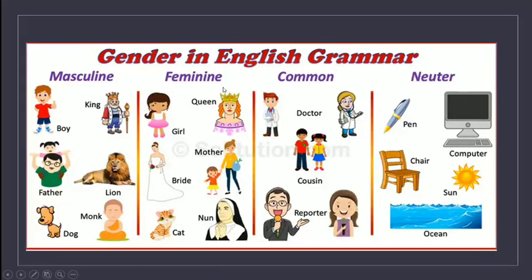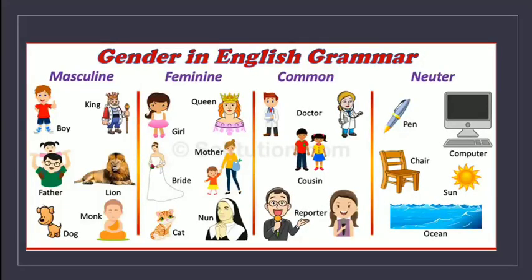Then comes the feminine gender. Feminine gender, I told you, describes a female, woman, or a girl. So here are some examples: girl, queen, mother, bride, nun, cat. So these all are also living things.